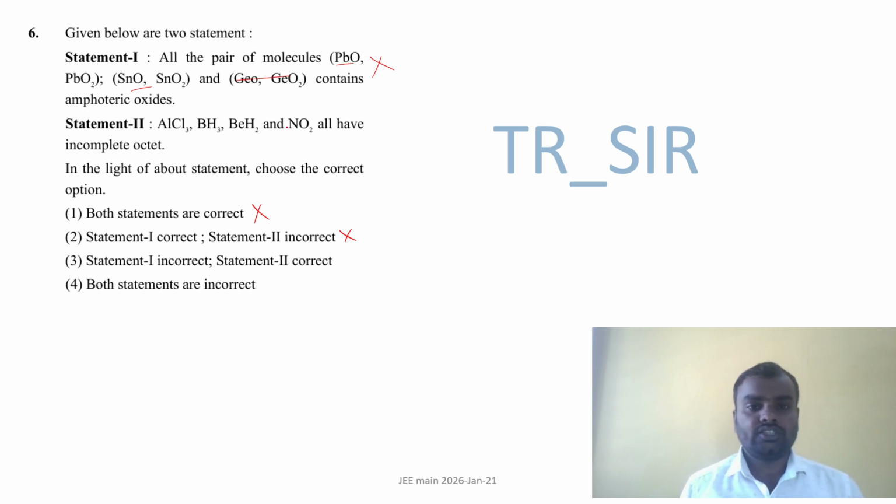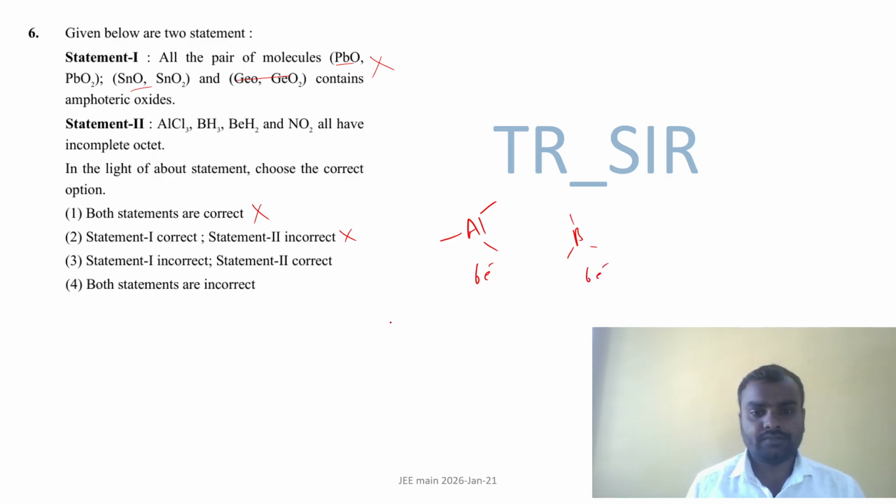AlCl3, BH3, BeH2, NO2 all have the incomplete octet. Absolutely right. Why? AlCl3 is kind of a Lewis acid, with 6 electrons. BH3 also has 6 electrons, again an incomplete octet. BeH2 has only 4 electrons, an incomplete octet. Then NO2 is an odd electron species, there are 7 electrons.